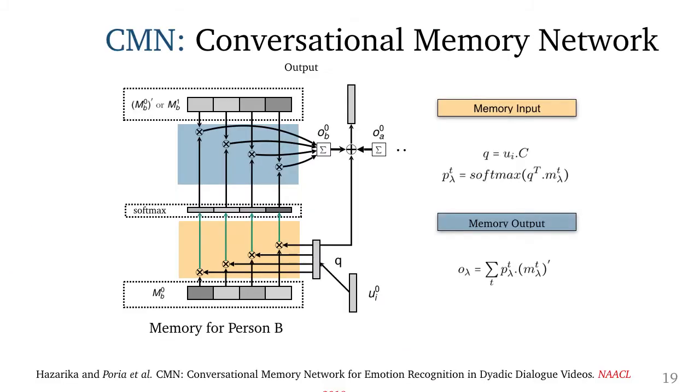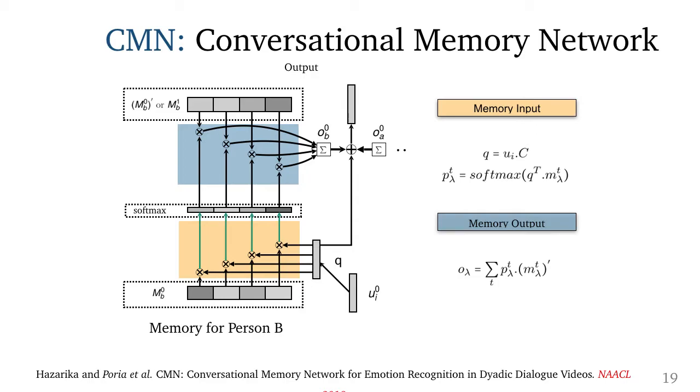Okay. Now, once we have all of them, how can we design these factors in a model? We proposed a network called Conversational Memory Network in NAACL 2018. It basically maintains two separate memories for each of the persons, person A and person B.